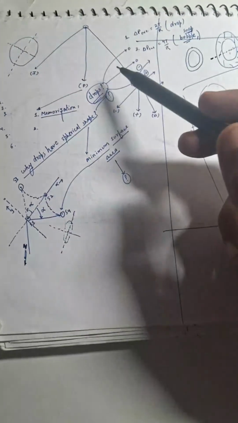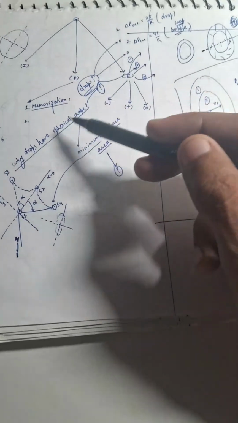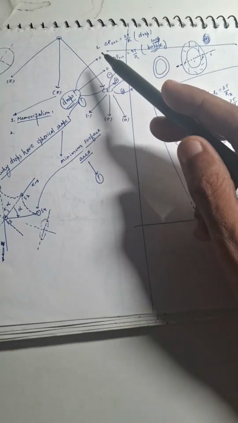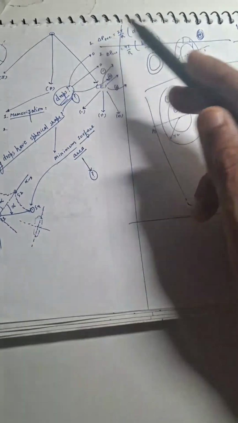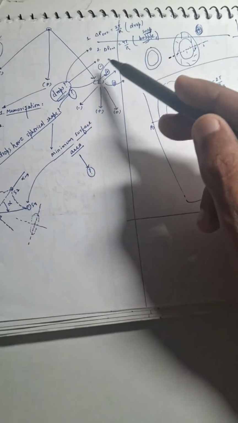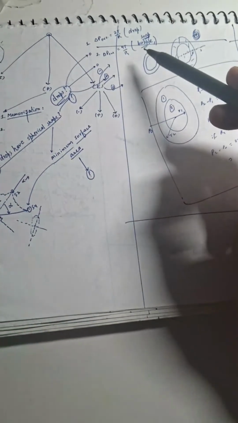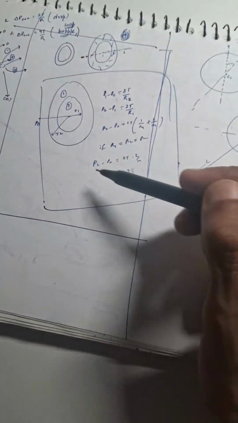Then we have another qualitative discussion on certain functions of the mind brain system, like memorization. For that we have used the concept of external force in a drop, excess pressure in a drop. Then in a bubble, in a drop it is 2T by R, but in a bubble there are 2 surfaces, so that will be 4T by R. Then there are certain questions based on pressure.